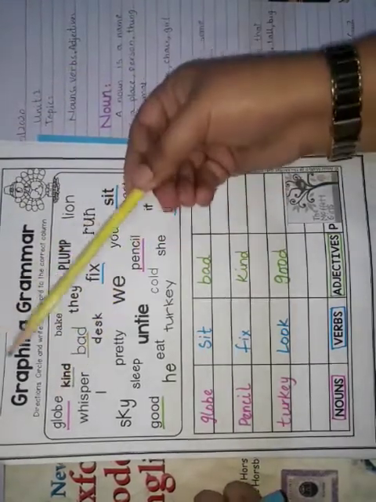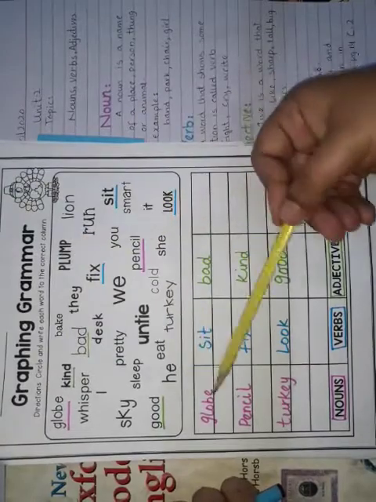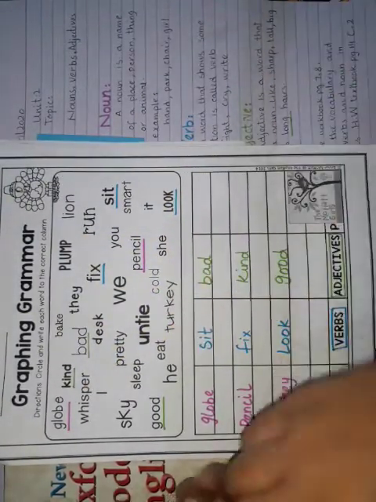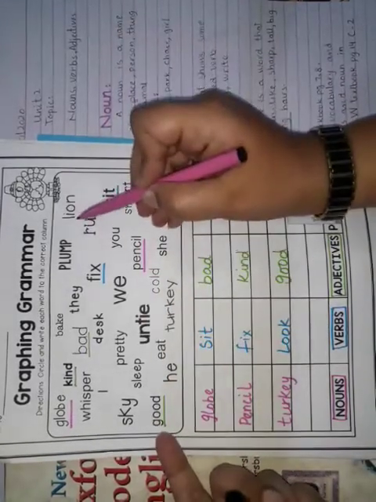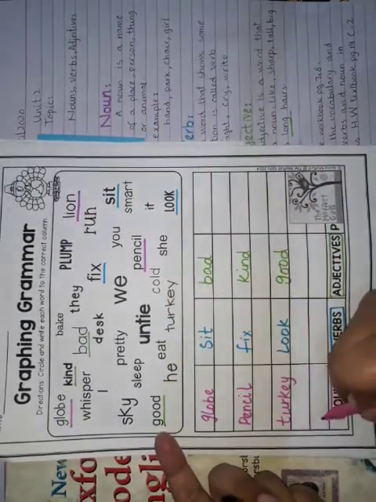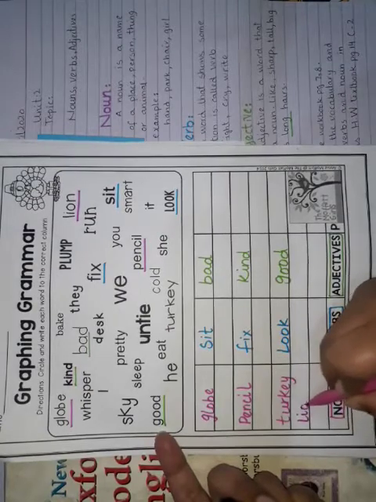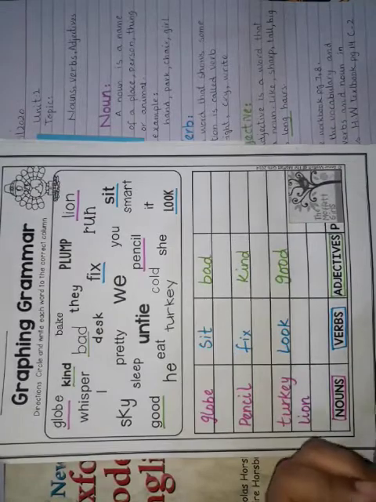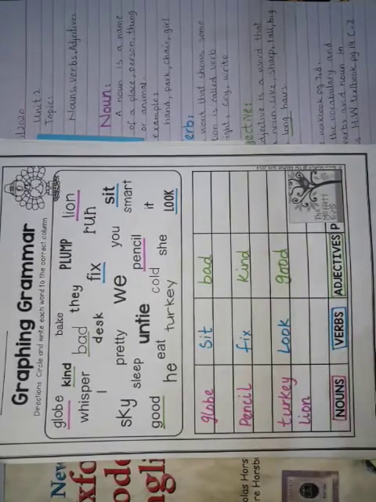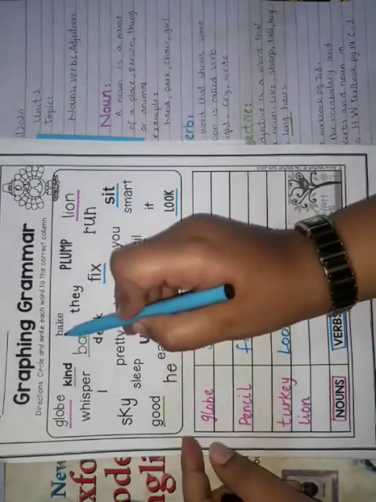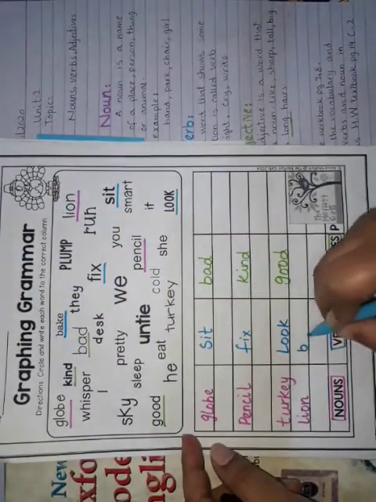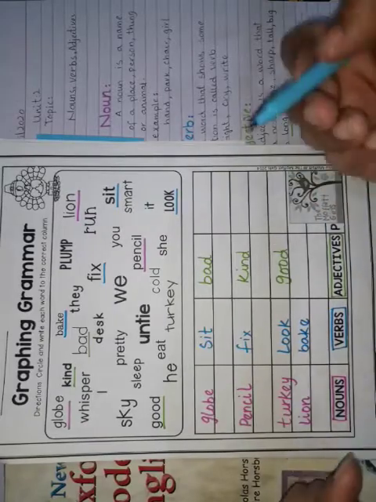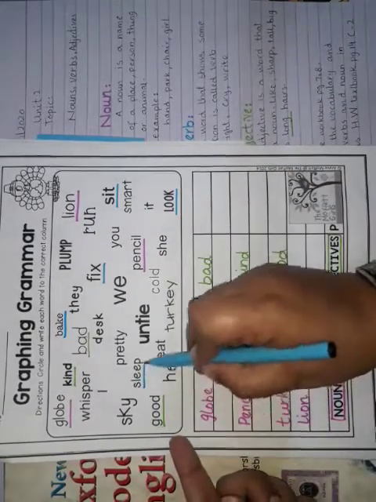All right, globe. Globe is a noun because it's a naming word, and let's underline this with pink using the pink marker. And we have found another verb, line. So let's write here, line. That's nice. All right, now verbs. What are the verbs? Verbs are the action words. Bake. Bake is another verb. So let's write here, bake. And sleep. Sleep is also a verb, you know.